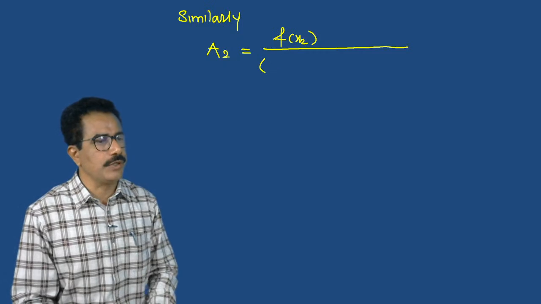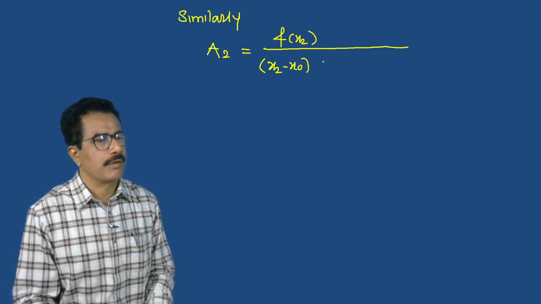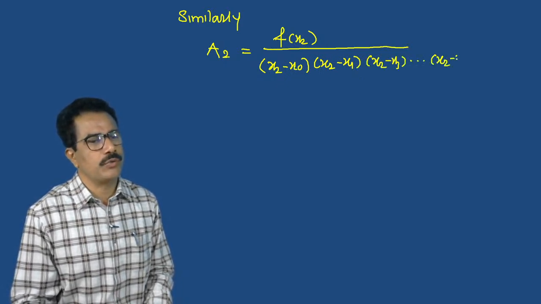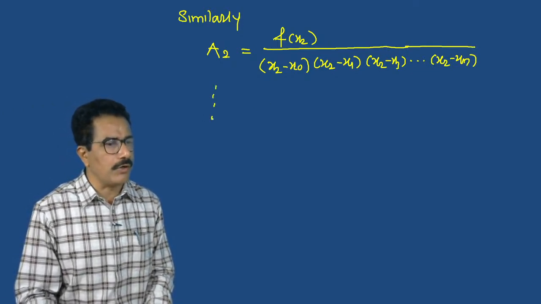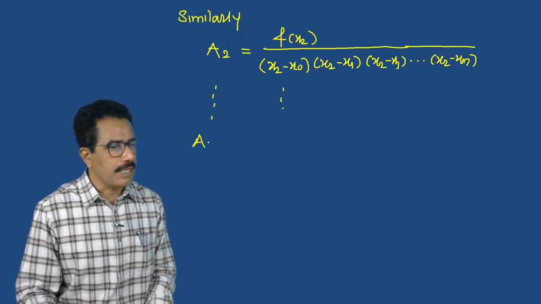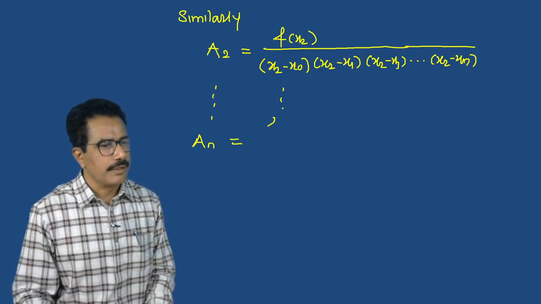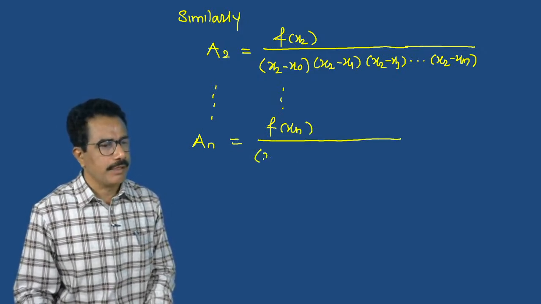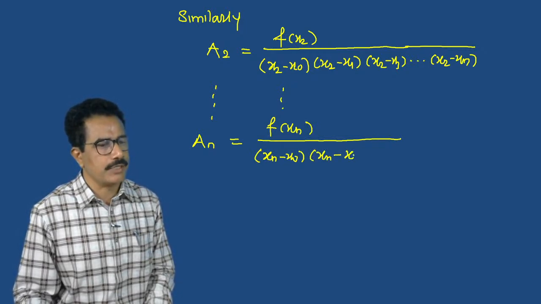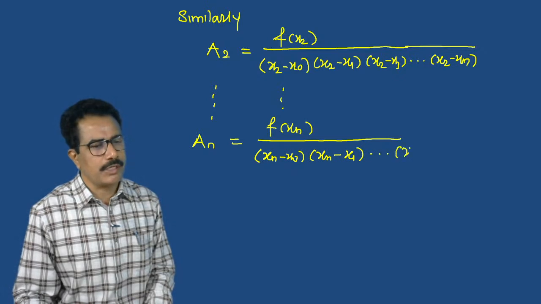x2 minus x0, x2 minus x1, x2 minus x3 dot dot dot x2 minus xn. In this way we can write dot dot dot an is equals to f of xn divided by xn minus x0, xn minus x1 dot dot dot xn minus xn minus 1.